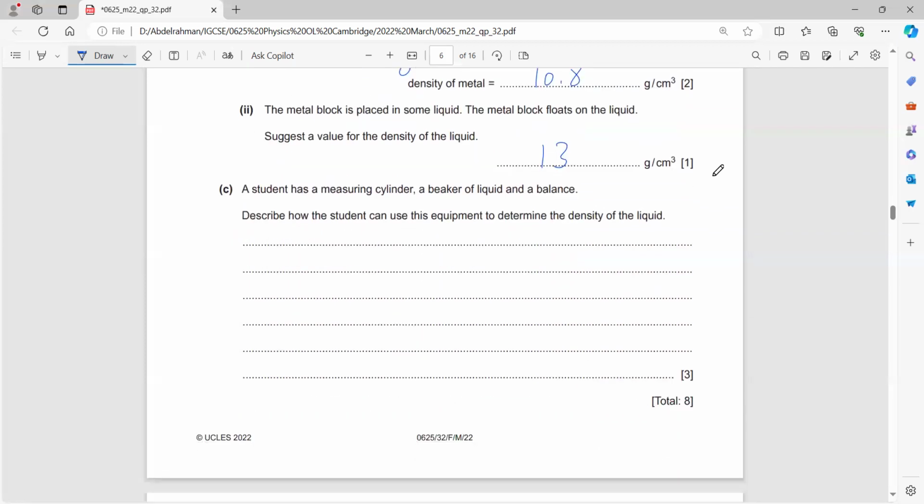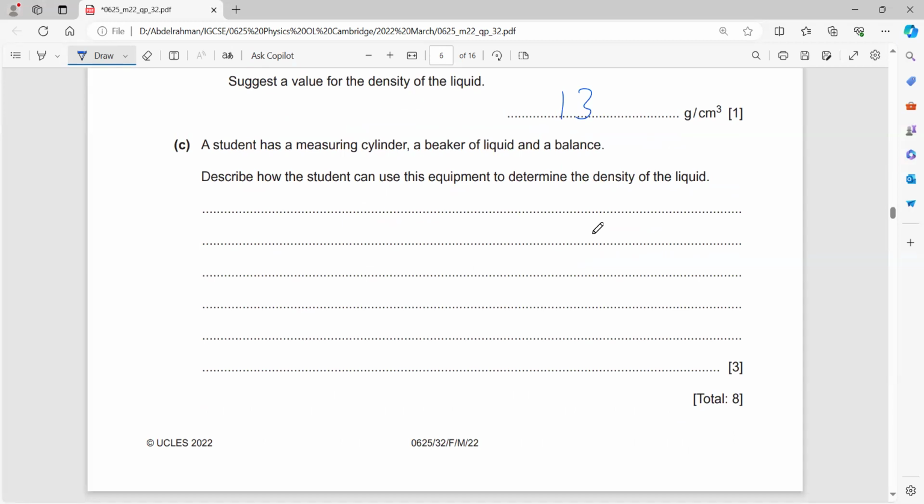A student has a measuring cylinder, a beaker of liquid, and a balance. Describe how the student can use the equipment to determine the density of this liquid. It's a very easy question. For the density of the liquid, we need the mass and the volume of the liquid. We can find the volume from the measuring cylinder. How can we find the mass of the liquid?